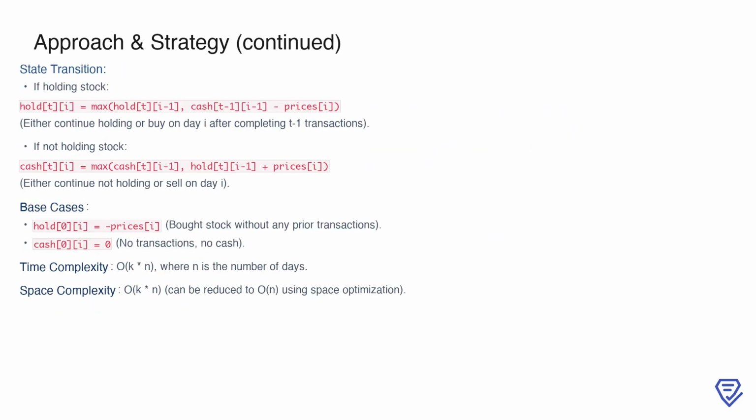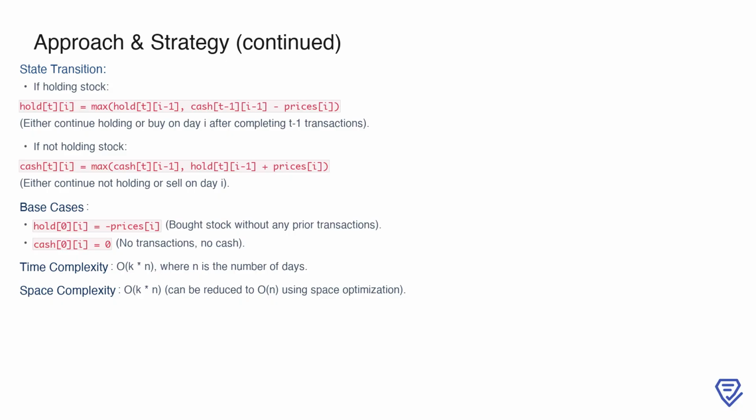With dynamic programming, the transitions between states are crucial. If we are holding stock on day i after t transactions, the maximum profit can be calculated as the maximum of continuing to hold the stock from the previous day, or buying stock on day i after completing t-1 transactions. This is represented by the formula: hold[t][i] = max(hold[t][i-1], cash[t-1][i-1] - prices[i]).